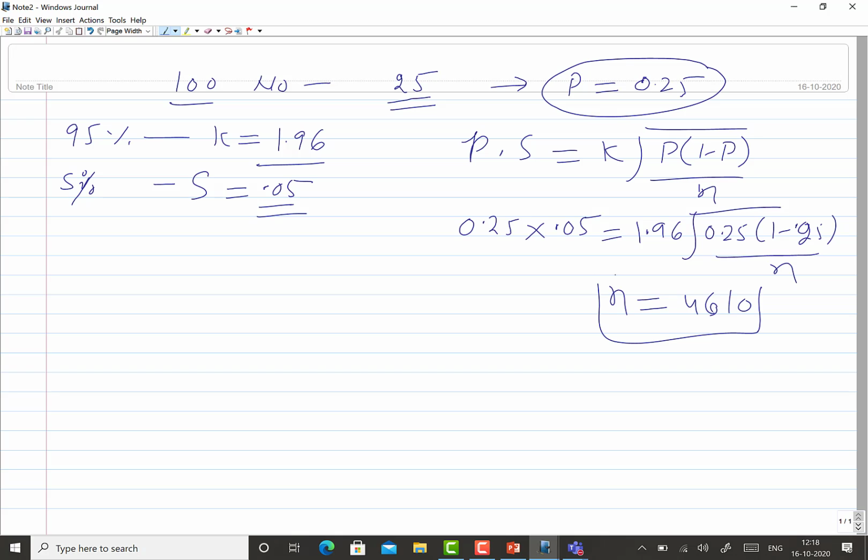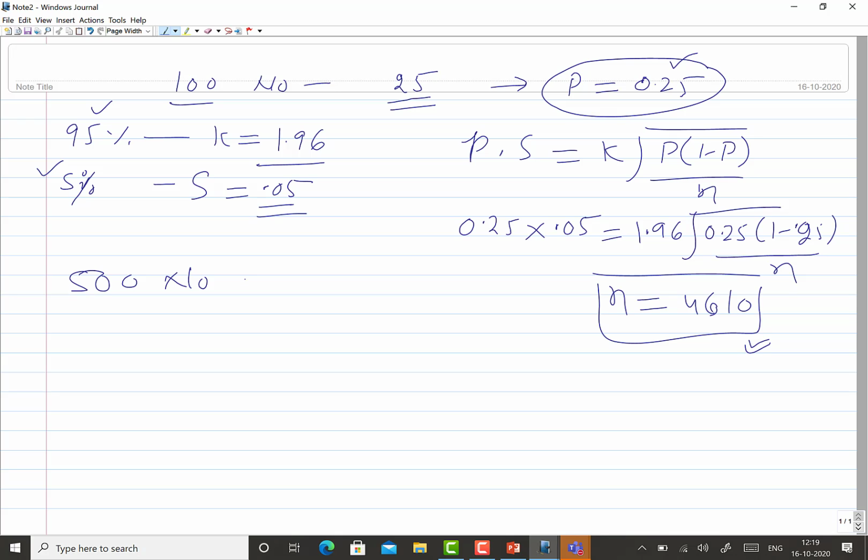So you see what it is suggesting: if this is the tentative percentage of occurrence, 0.25, then for a 95% confidence level and 5% desired accuracy, we should have taken not just 100 but 4610 observations. So we further increase the number of observations. This is an iterative process. You will realize this gradually, how it progresses.